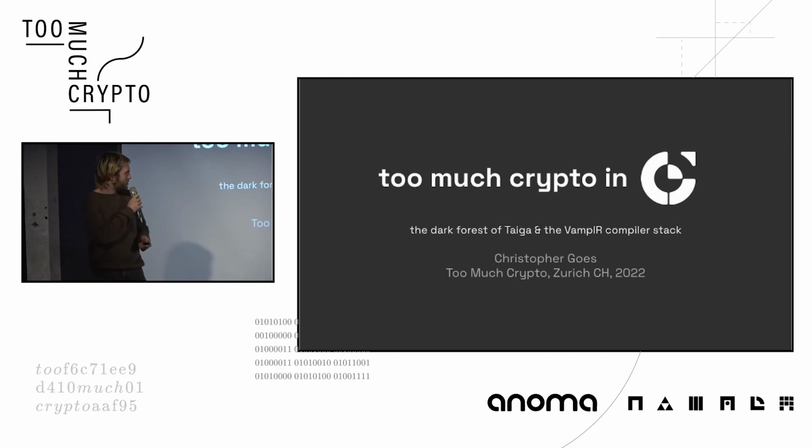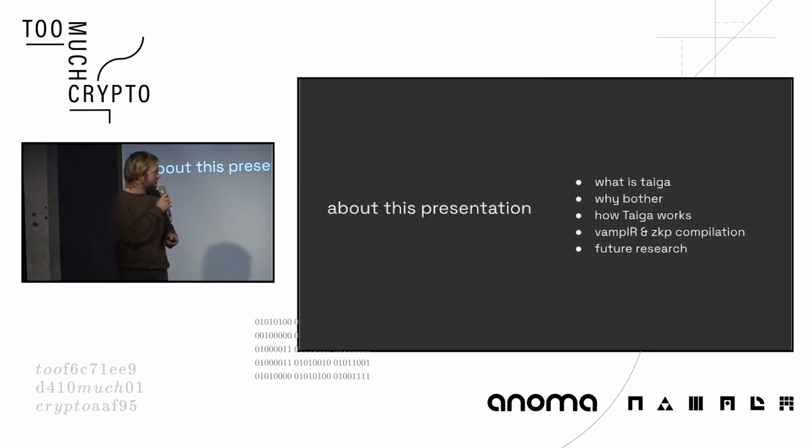But I'm going to talk mostly about two parts of the Anoma protocol stack, which has too many names as well, but you only need to know two of the names, the too-much-crypto in the Anoma stack today, and they are Taiga and Vampire. And I will explain what those are in the rest of the slides, or at least I will try.